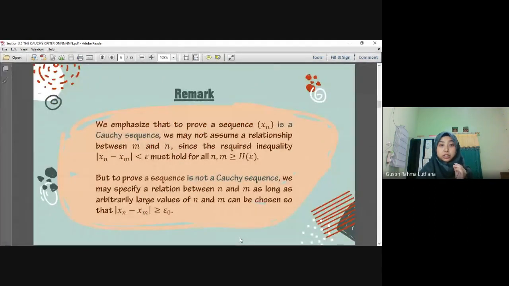And this is a remark. We emphasize that to prove a sequence X is a Cauchy sequence, we may not assume a relationship between m and n, since the required inequality, the absolute value of xn minus xm less than epsilon, must hold for all n, m greater than or equal to H(epsilon). But to prove a sequence is not a Cauchy sequence, we may specify a relation between n and m, as long as arbitrarily large values of n and m can be chosen so that the absolute value of xn minus xm is greater than or equal to epsilon 0.